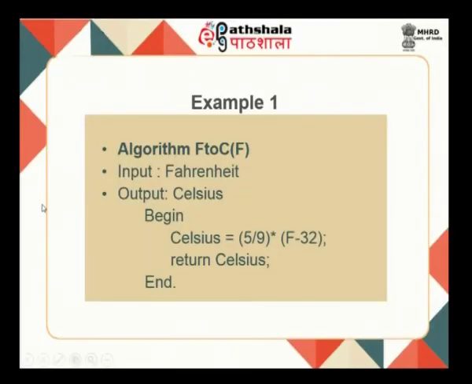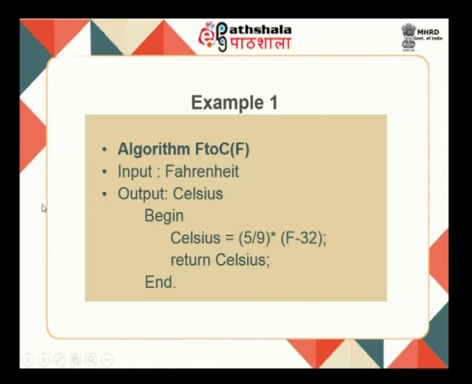You can see I am saying algorithm, then I am putting a name for this particular algorithm, that is F2C. So, I am getting a parameter. That parameter is going to be in terms of Fahrenheit, and I am going to compute the equivalent Celsius, therefore, the output is going to be a Celsius temperature. Begin and end are keywords which tell where the algorithm starts and where the algorithm ends.